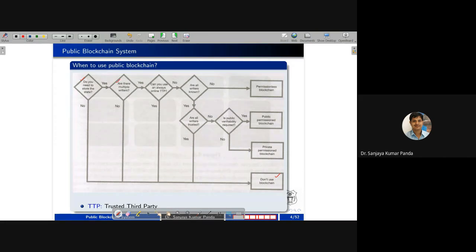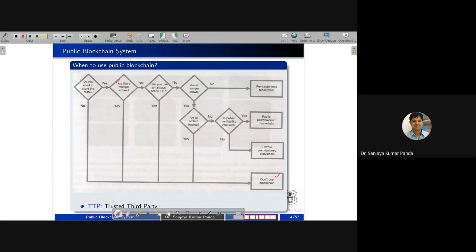The second question is, are there multiple writers? You are not the only person making transactions, but other people are also doing transactions in parallel with you, right? So there are multiple writers. Not only are you changing a particular variable, but other people are also doing that. But if there are no multiple writers, don't use blockchain. But if there are multiple writers, then only you have to go for blockchain.